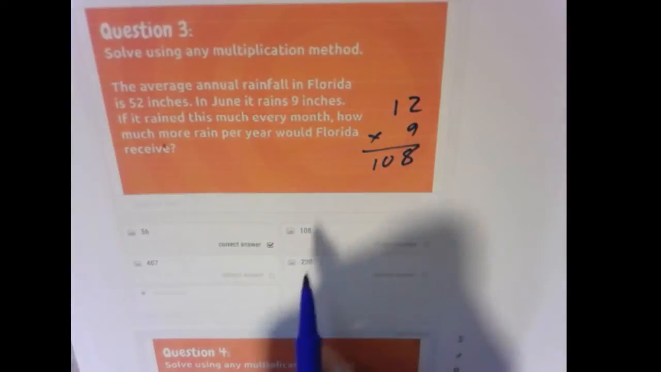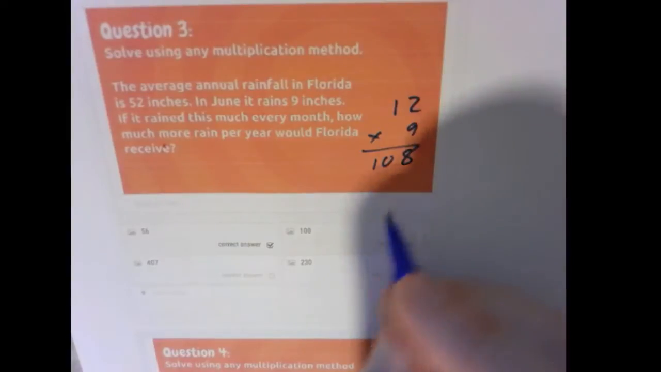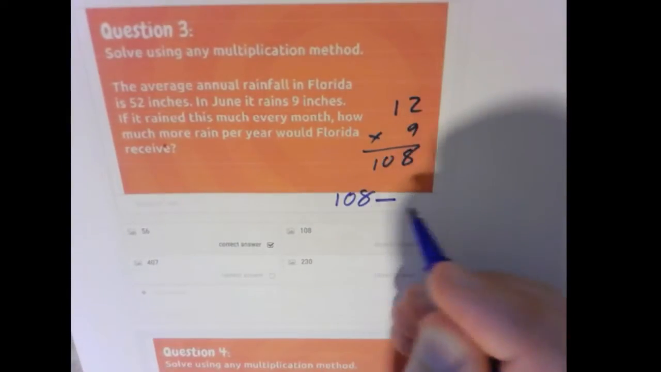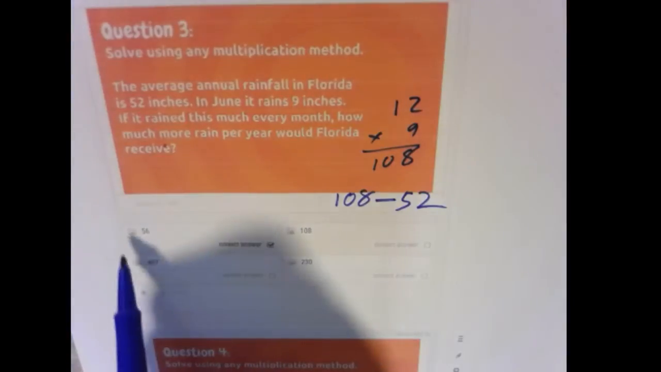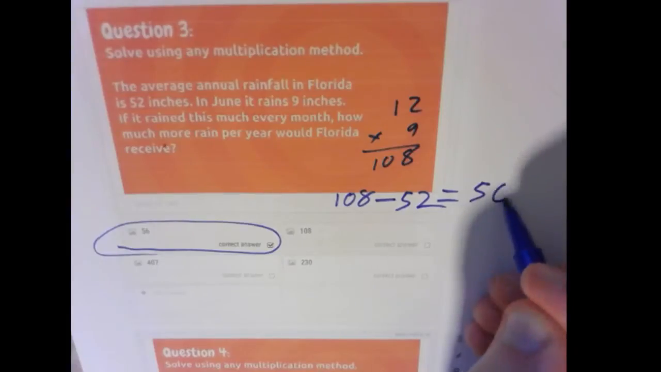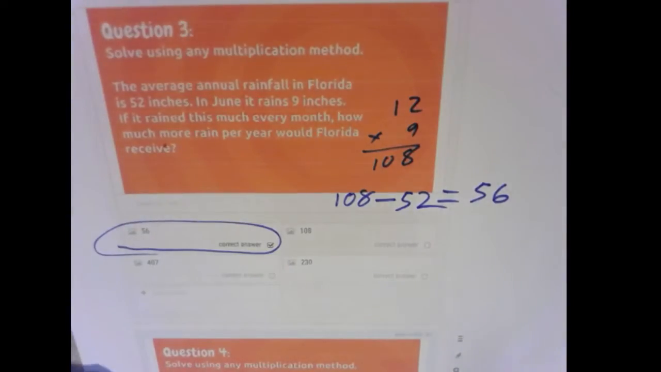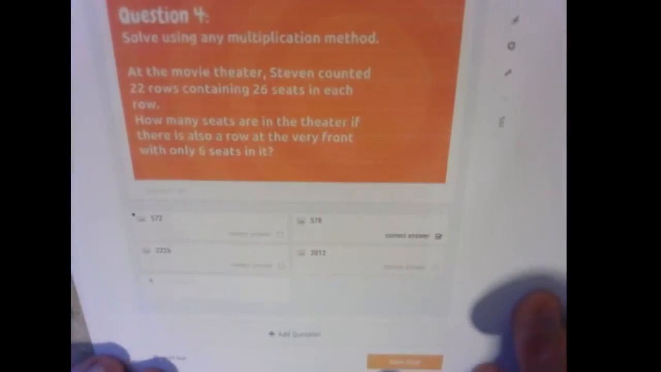So it'd be tempting to say, okay, there's 108, that's one of our answer choices, but it's not asking how much we would receive if it rained that much every month of the year. It's asking how much more. So we actually need to do 108 minus 52. That's where we get 56. Okay, a little bit tricky, but I'm sure we handled just fine.